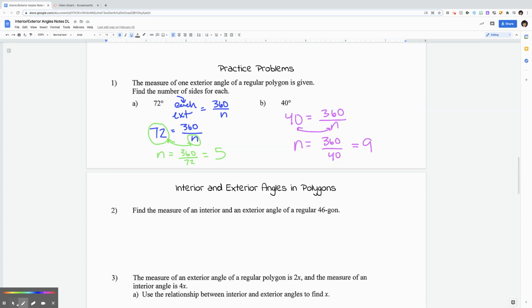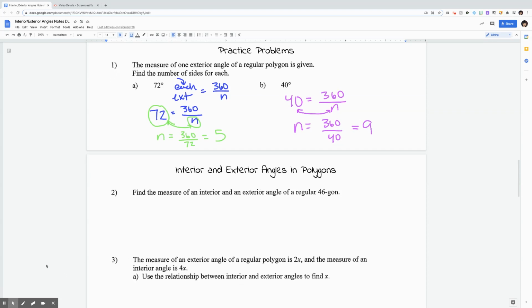All right, let's take a look at number 2, which says find the measure of an interior and an exterior angle of a regular 46-gon. That means a polygon with 46 sides. There are a couple of ways you could do this. You could directly use both formulas. The interior angle formula is 180 times n minus 2 divided by n, and the exterior angle formula is 360 divided by n.